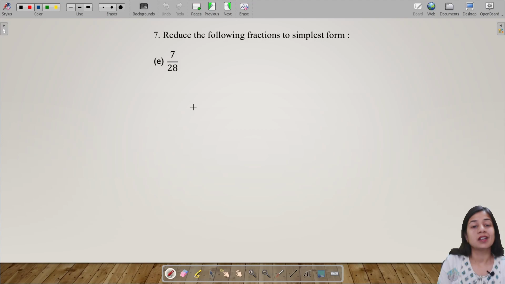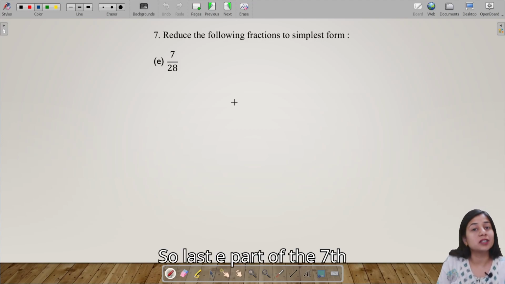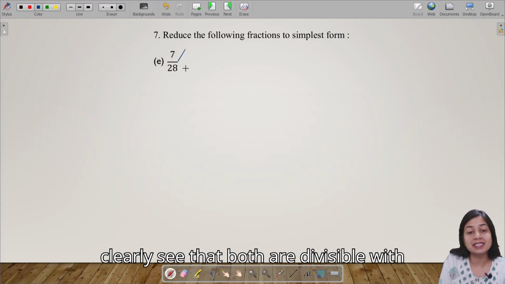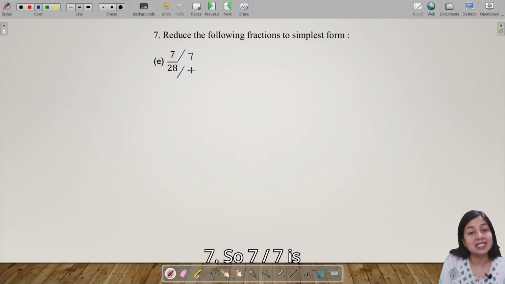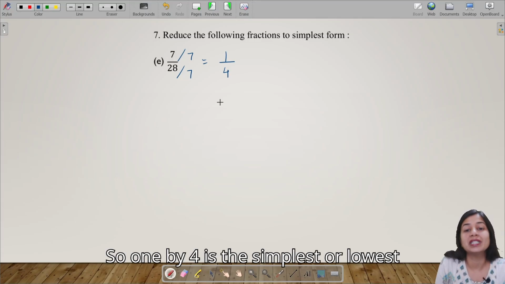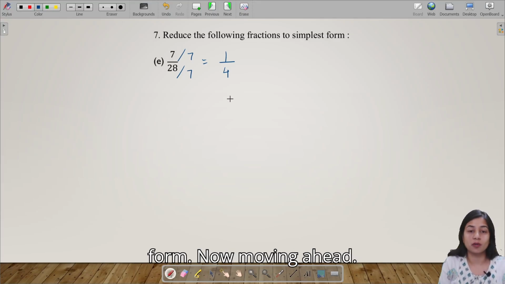Moving ahead. So the last part, part E, of the 7th question, 7 by 28. Here we can clearly see that both are divisible by 7. So 7 divided by 7 is 1. 28 divided by 7 gives us 4. So 1 by 4 is the simplest or lowest form now.